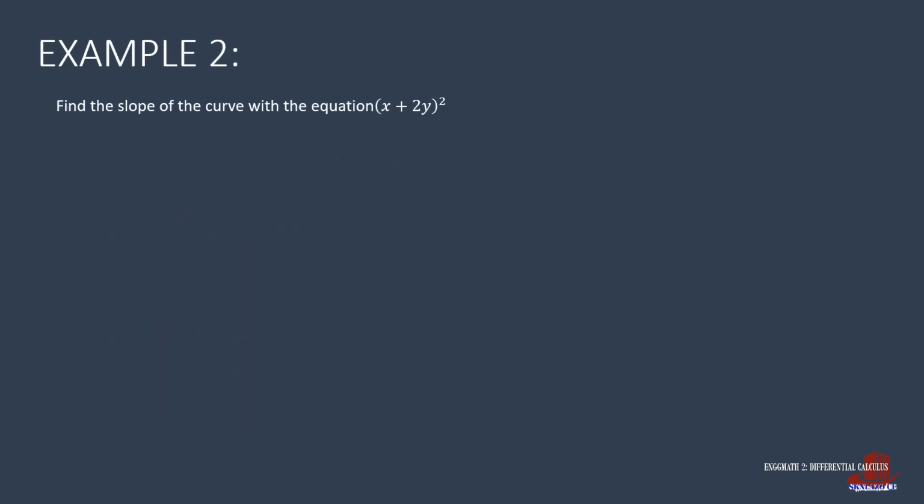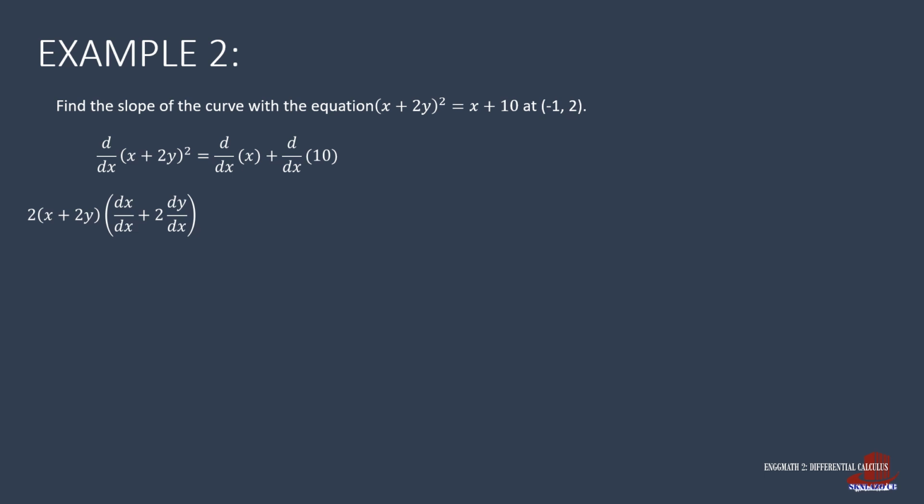We work on the equation the square of x plus 2y is equal to x plus 10 at point (-1, 2) for the second example. Place d over dx in all terms to start the differentiation. On the left side, the derivative of the whole square is 2 times x plus 2y, then the derivatives of each term turn out as dx over dx plus 2 with dy over dx. On the right side, the first term becomes dx over dx, hooked with 0 as the derivative of the constant 10.